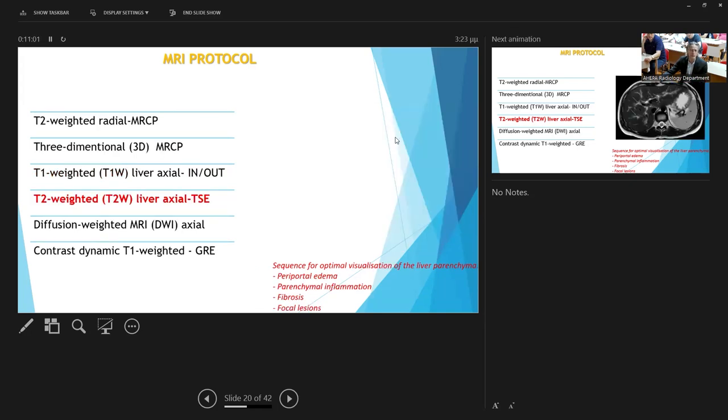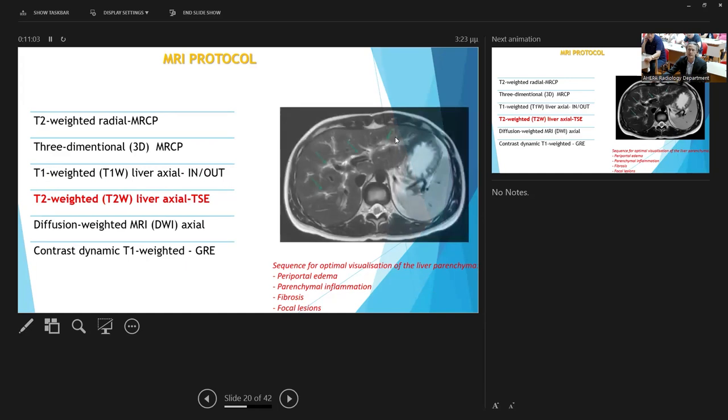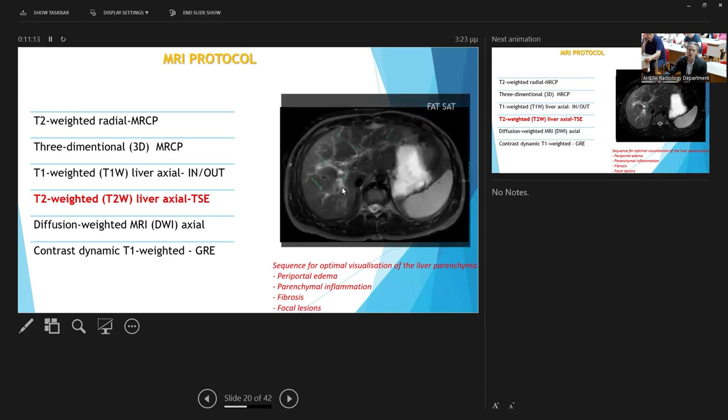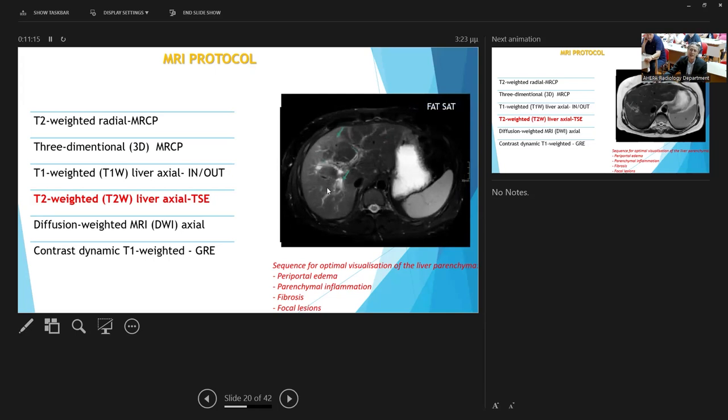Let's move to the T2 weighted sequences in the axial plane. They are really useful to recognize the typical peribiliary edema in line with inflammation of the biliary tree, but the sequences are able also to recognize the parenchymal inflammation, in which we are able to recognize a wedge-shaped area characterized by hyperintensity on T2 if compared to surrounding parenchyma.